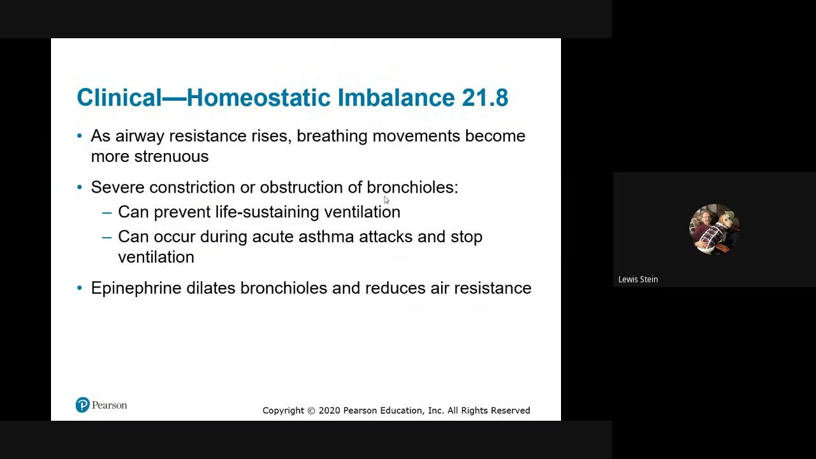And so that's why we use an EpiPen for someone with this problem. Remember, we talked about that when we looked at the autonomic nervous system. We were looking at those beta 2 receptors. So we're going to trigger beta 2s. They will dilate the bronchial smooth muscle and allow us to breathe.